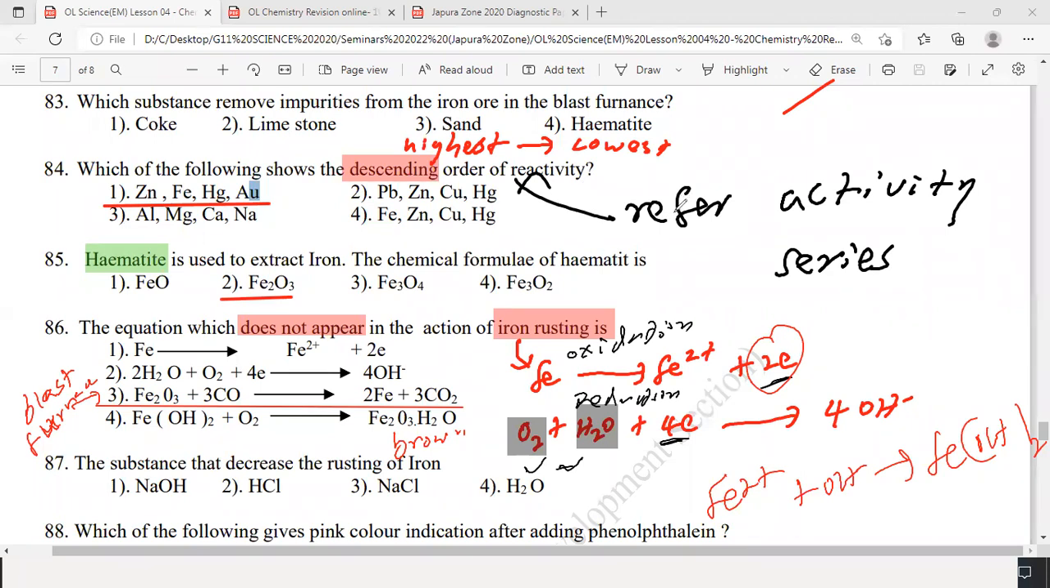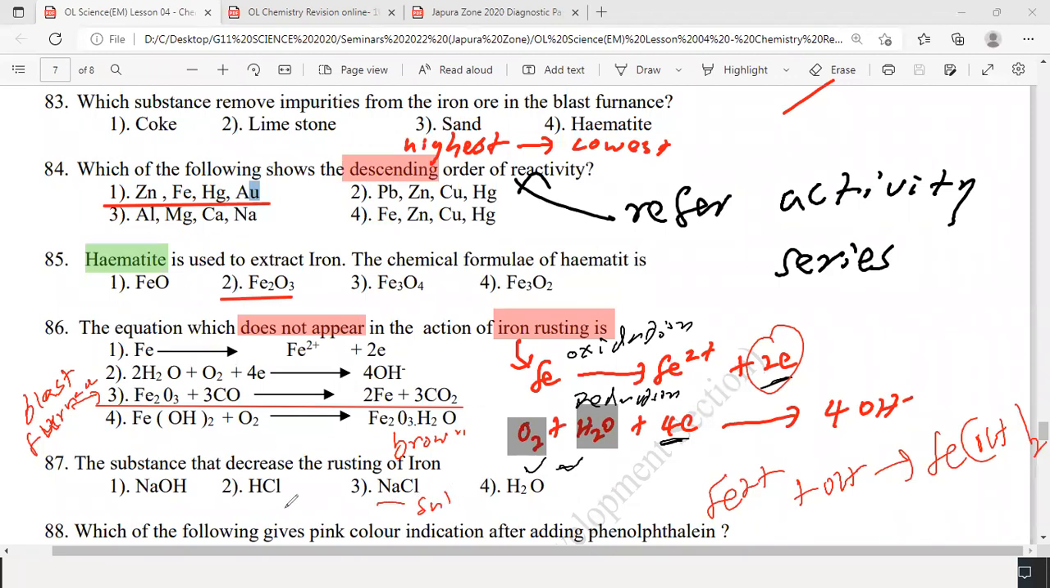Right. Question number 87. Substance that decreases the rate of rusting of iron. Acids actually increase it. If you dip iron in vinegar or lemon, the rusting increases. Water also, rusting needs water. Then salts: in coastal areas, even an outdoor AC unit or vehicles get corroded much faster because of the saltiness. Salts increase rusting.